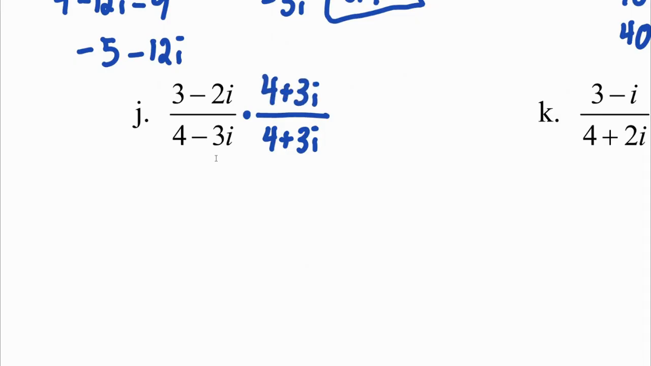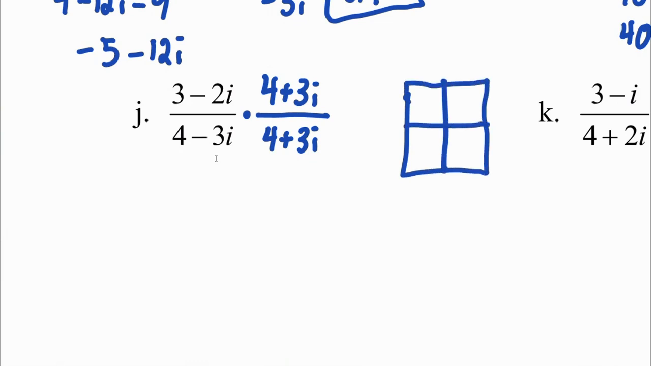And again, what I do to the denominator, I do that exact same thing to the numerator. So again, I'm going to start with that numerator. I'm doing 3 minus 2i times 4 plus 3i. So 3 times 4 is 12. 4 times negative 2i is negative 8i. 3 times 3i is 9i. And 3i times negative 2i is negative 6i squared.